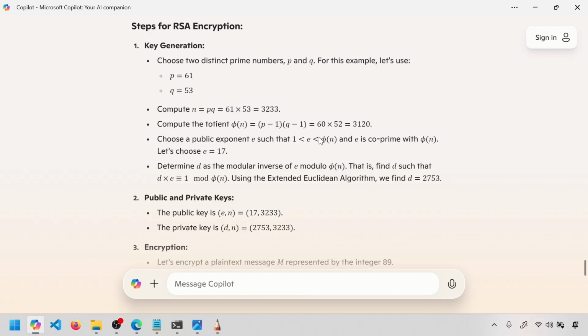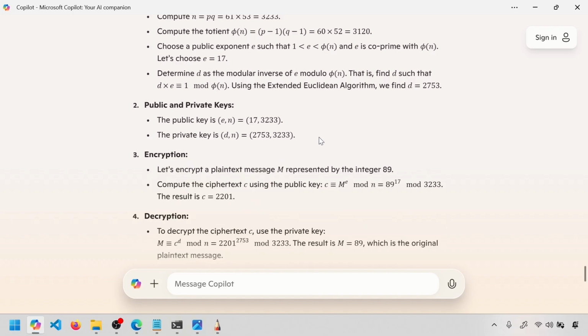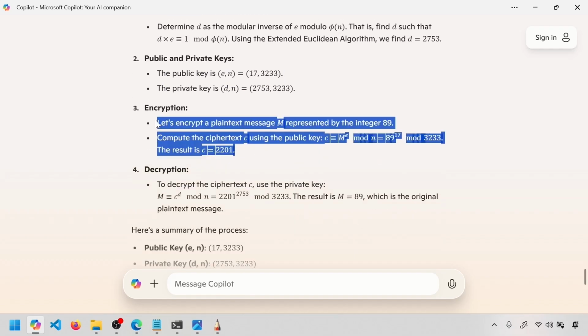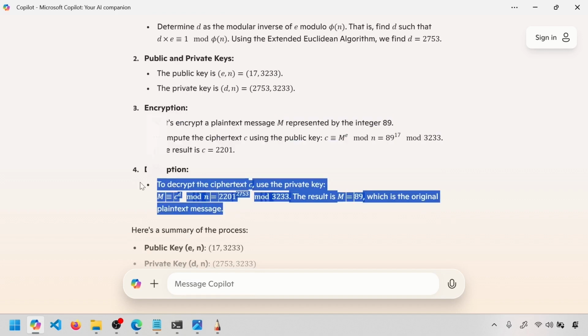To summarize what we are going to do using OpenSSL, first we are going to create the private key, this particular number right here. Then we are going to create the public key, which is these two numbers right here, and then do an encryption of a message like we did before and decryption of that message using the private key.